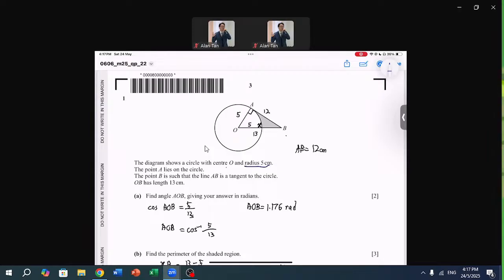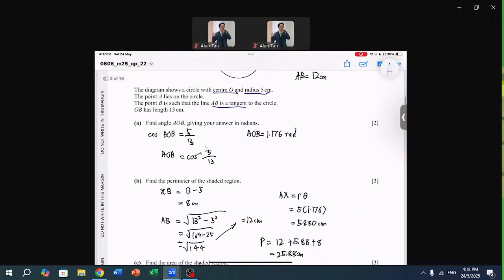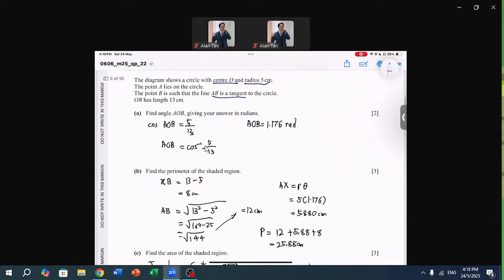Radius 5 cm, center O, AB is tangent. AB is tangent, I've shown that's 90 degrees, radius is 5. OB is 13. This means that this is 8, and this is 5.88. Cos inverse, 90 degrees, adjacent, yeah, it's definitely adjacent. Here's 1.176. That's correct.